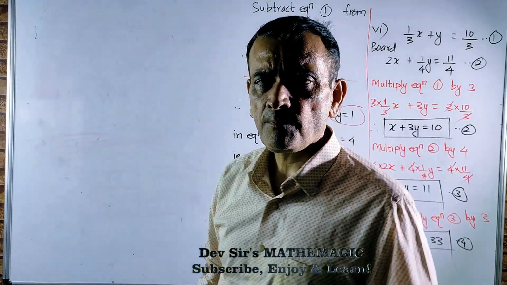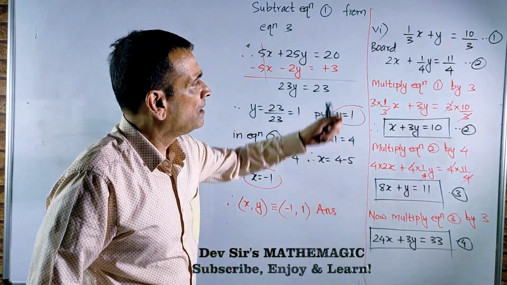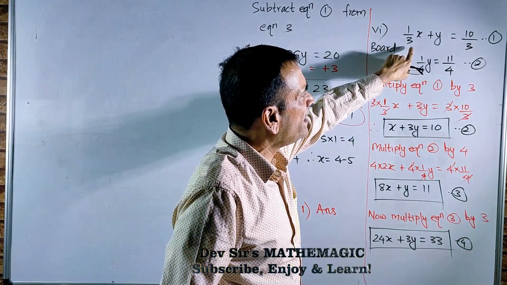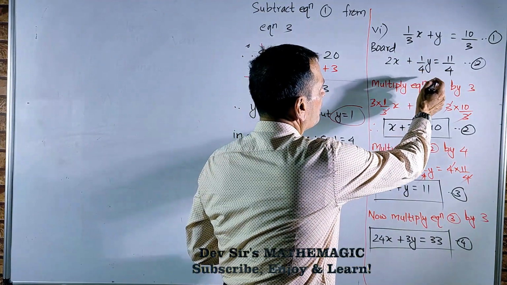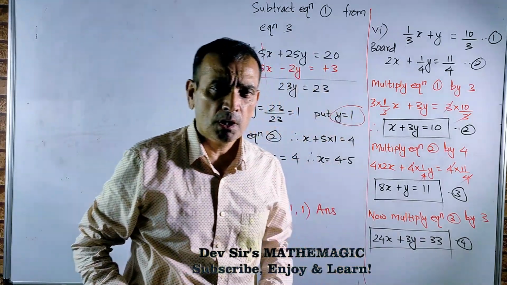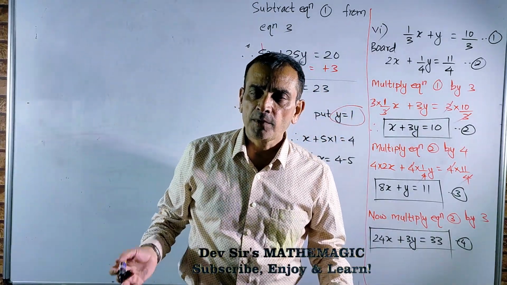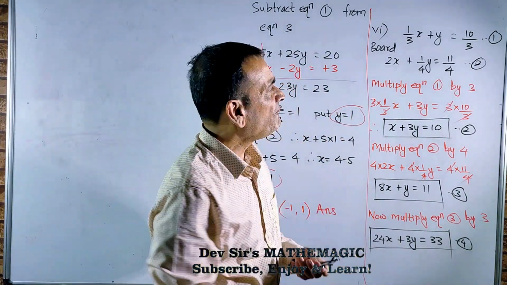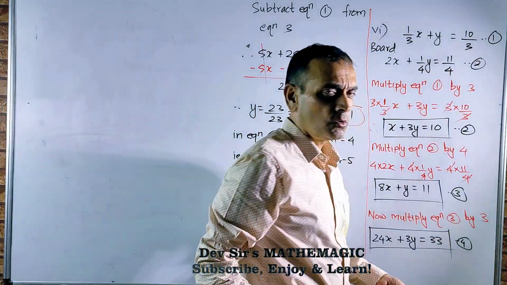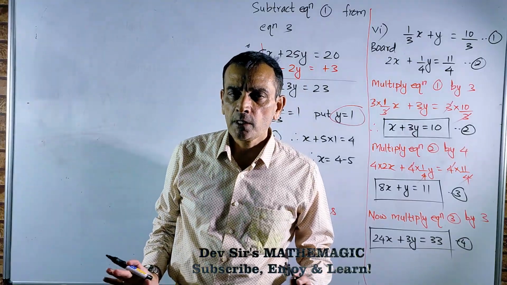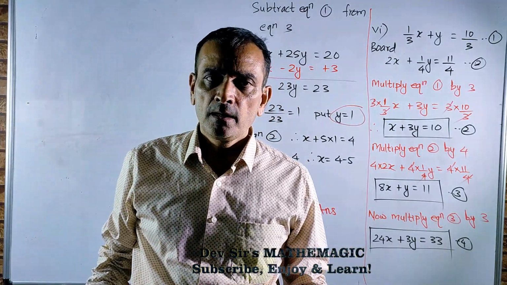ओके चालू करेंगे. First equation is 1/3 x plus y equal to 10/3. Second equation 2x plus 1/4 y equal to 11/4. फर्क क्या है पहले सम और इसमें? We have a fraction here: 1/3, 10/3, 1/4, 11/4. Don't worry, looks complicated but easy.